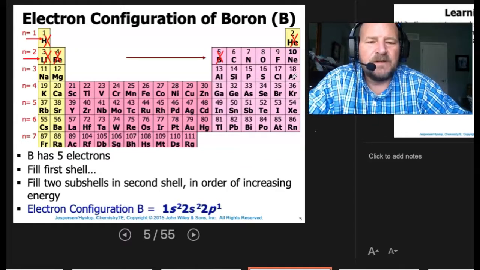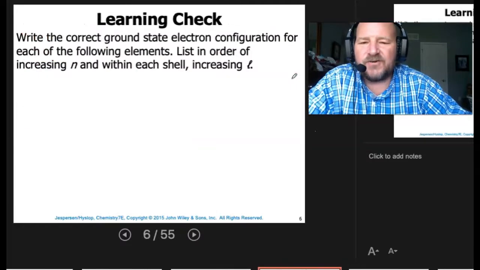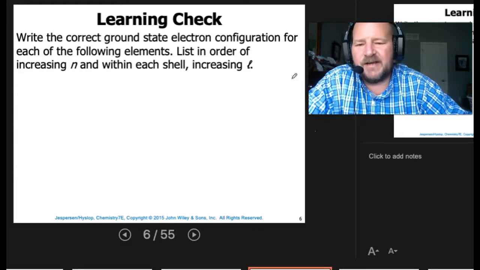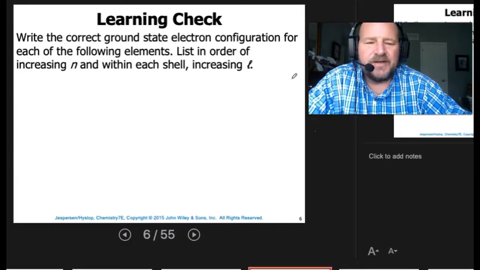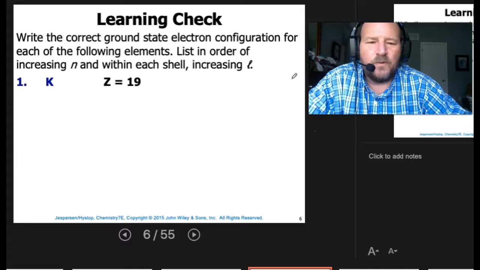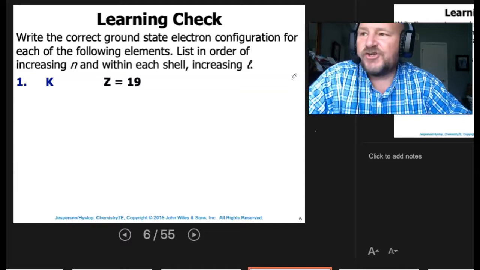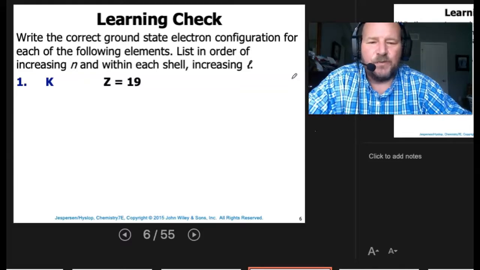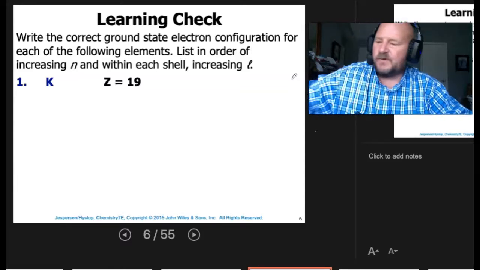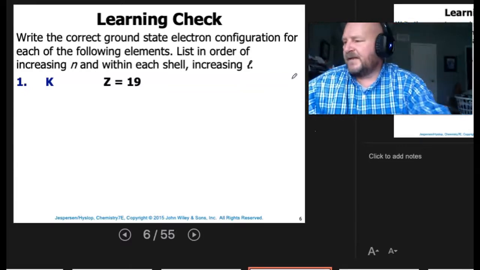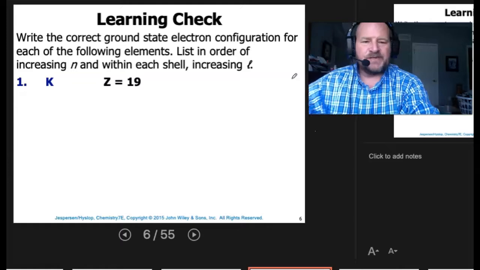Now, write the correct ground state electron configuration for each of the following elements. List in order of increasing n, and within each shell increasing L. So 1 would be potassium with 19 electrons. Okay, so we're going to start at hydrogen. We're going to get hydrogen and helium. That's going to be 1s2. Then we're going to move down to the second period. We're going to fill in lithium and beryllium. That's going to be 2s2.